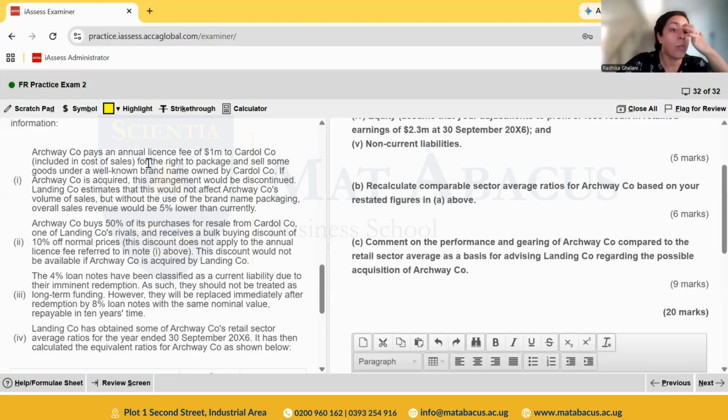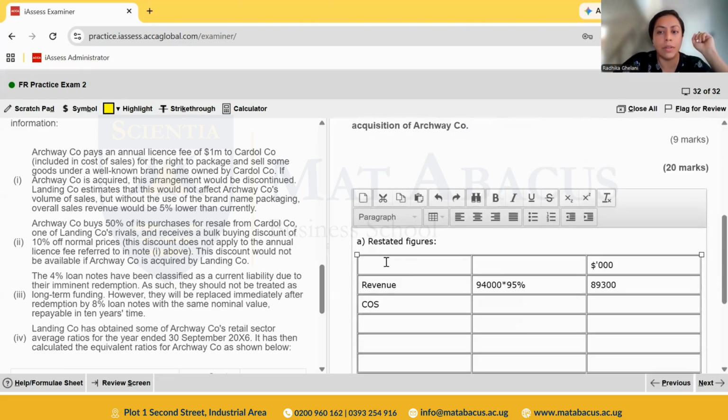Okay, so that means that half of the purchases included there are currently at a cost of 90% because of the 10% discount. However, once this arrangement discontinues, the cost of the 50% of the purchases is going to be the normal price. It's going to be the 100%, isn't it? So what is going to happen is that we're going to have to adjust for that. How are we going to do that?